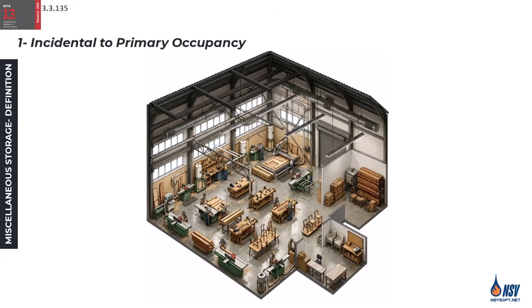For example, if we operate a custom furniture shop, our building's primary purpose is cutting, assembling, and finishing wood. A small designated area where we store raw lumber or hold finished chairs before shipping is merely a secondary function to support our fabrication process, making it incidental.